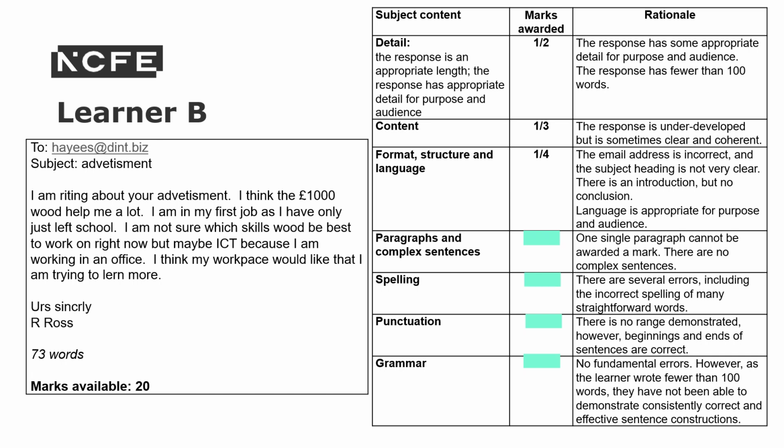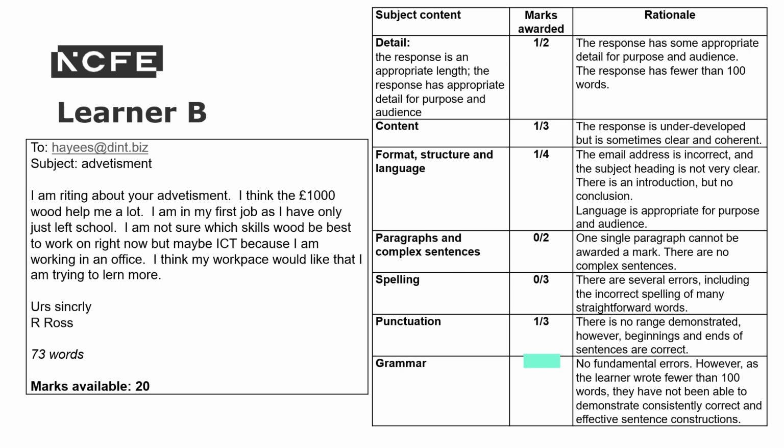The email address is incorrect and the subject heading is not very clear. There is an introduction but no conclusion, and the language is appropriate for audience and purpose. For paragraphs and complex sentences, 0. One single paragraph cannot be awarded a mark and there are no complex sentences. For spelling, they got 0 out of 3. There are several errors, including the incorrect spelling of many straightforward words.